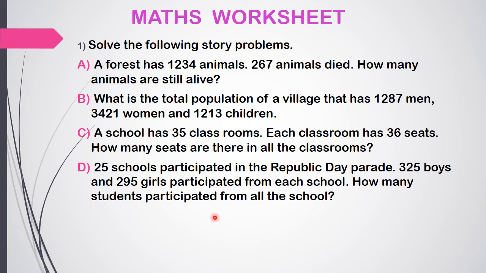Then the fourth sum: 25 schools participated in the Republic Day parade. 325 boys and 295 girls participated from each school. So how many students participated from all the schools? So first you have to add these 2 numbers, 325 and 295, because first you have to find out the total number of participants in each school. Then you have to multiply by 25. Then you will get the answer. Do it and send.